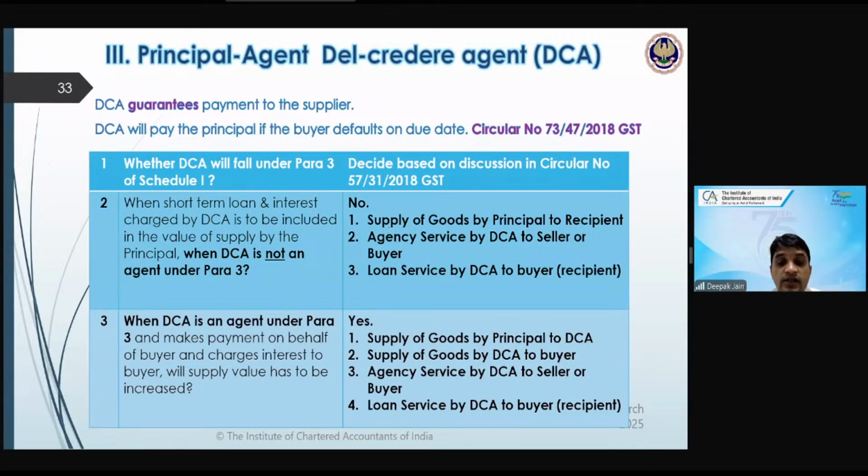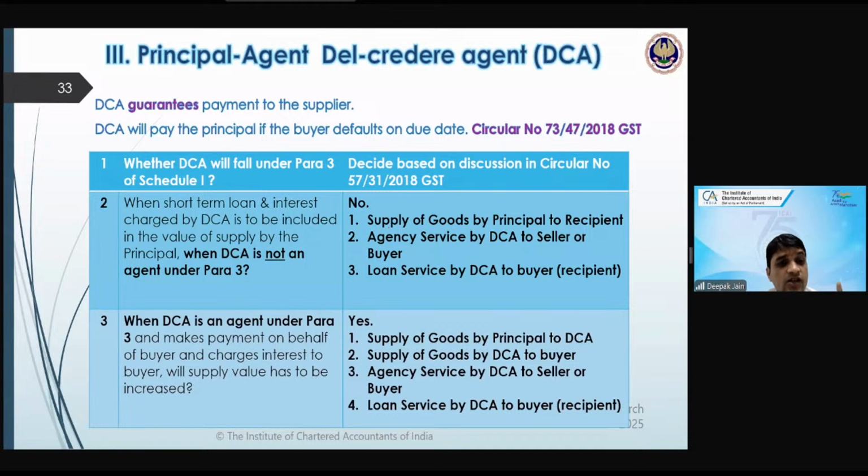Now, what happens? To ensure that his commitment is made, the del credere agent has to give some loan, because if he doesn't give the loan, his agency will get terminated. Why? Because the del credere agent said that I'll take extra commission and I will ensure that the customer pays you. Now the customer says on the date of payment that I do not have money. So in that case, what can happen is he provides a short-term loan and interest is charged by the del credere agent, to be included in the value of supply by the principal.